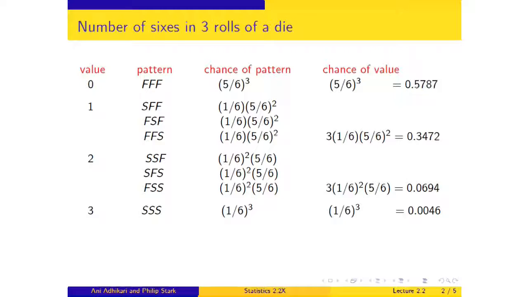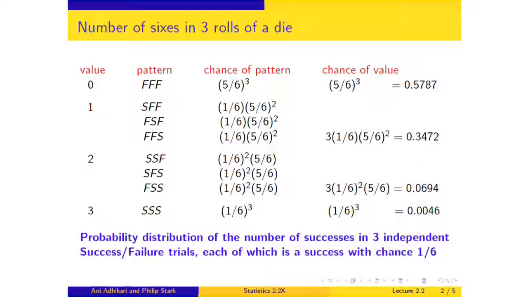And so that 100% probability, that total probability, has been distributed across these possible values. And so you have your first probability distribution. It's the probability distribution of the number of successes in 3 independent success-failure trials, each of which is a success with chance 1/6. You've seen data distributions in Stat 2.1x, lots and lots of them. This is a distribution of probabilities, arrived at mathematically. The possible values by a mathematical consideration, and the proportions or probabilities by a related mathematical consideration.